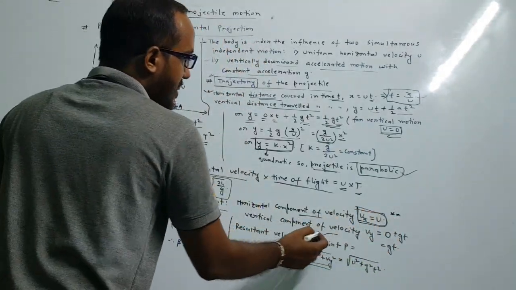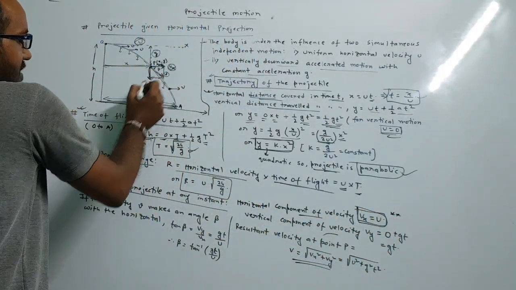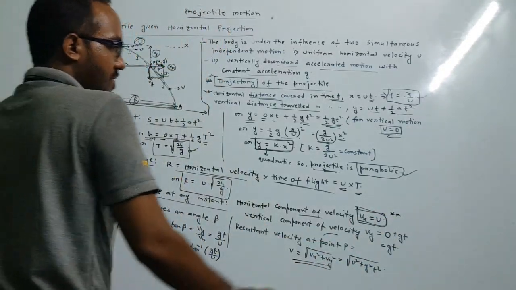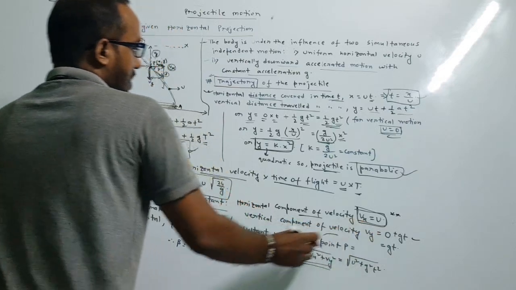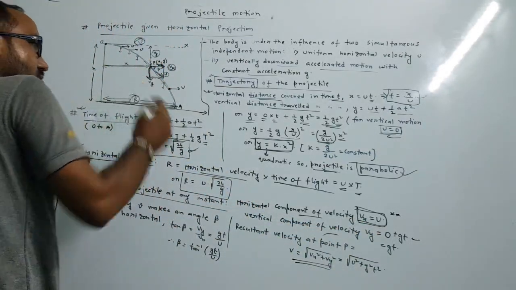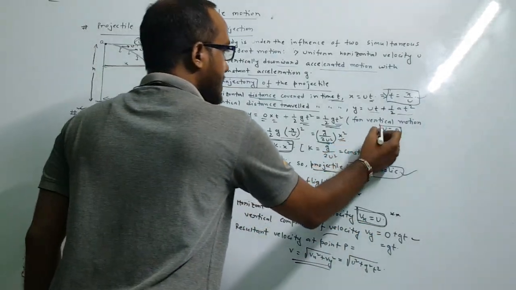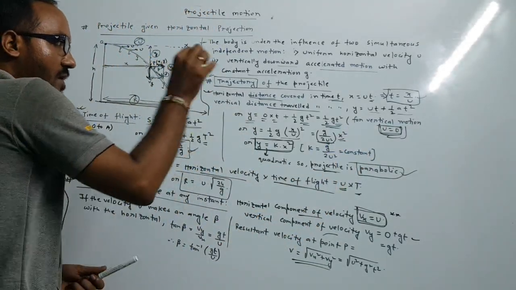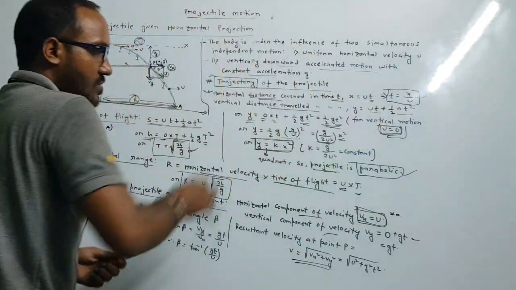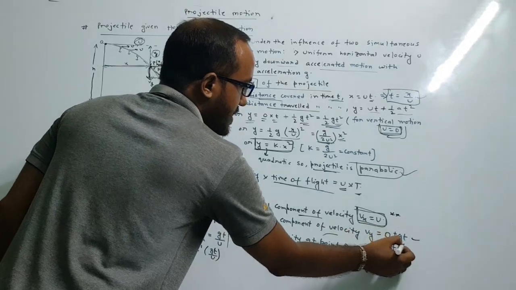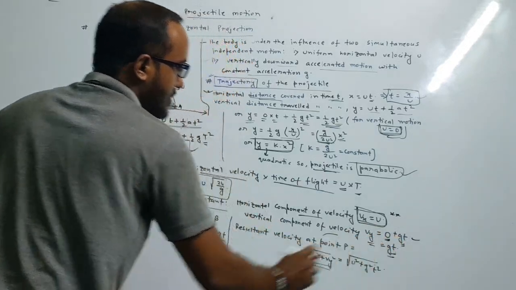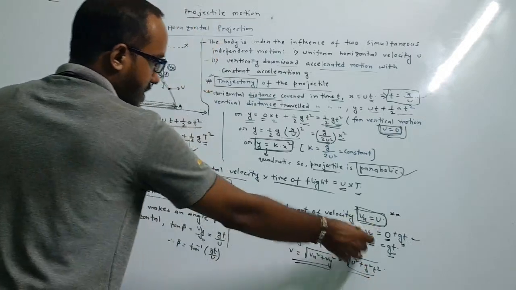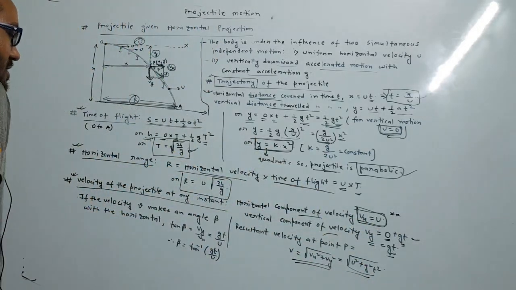Now what is the vertical component vy? How to calculate? Apply v equals u plus at, as you are calculating vertical motion. Again, you have to repeat this point: for vertical motion you have to take the initial velocity as 0. So this is 0 plus gt, and you will get vy equals gt. Resultant velocity would be root under of vx square plus vy square. Put the values of vx and vy, you will get the resultant velocity.